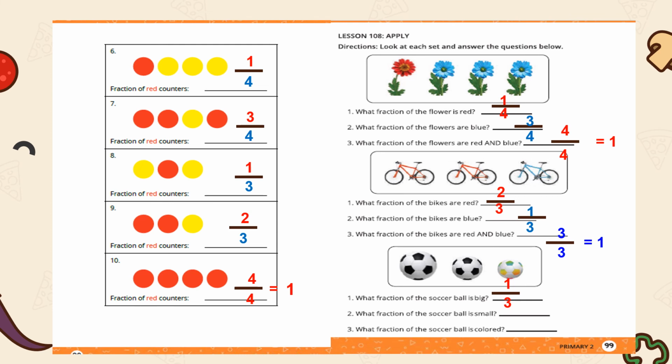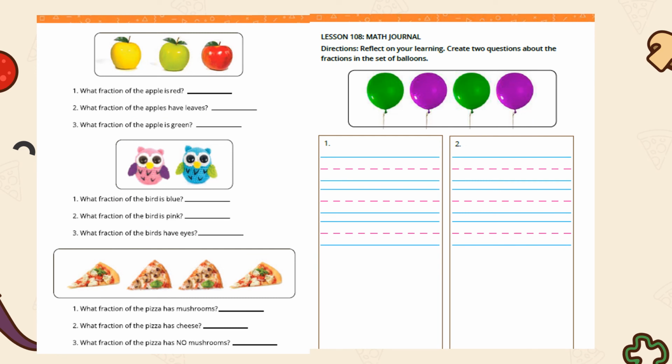Number 2, what fraction of the square pool is small? We have just one small, so the fraction will be 1 over 3. The last one, what fraction of the square pool is colored? We have only one colored, so the fraction is 1 over 3. Let's complete. We have a group of different apples. The total of them is 3. First one, what fraction of apples is red? One red apple. So the fraction will be 1 over 3.